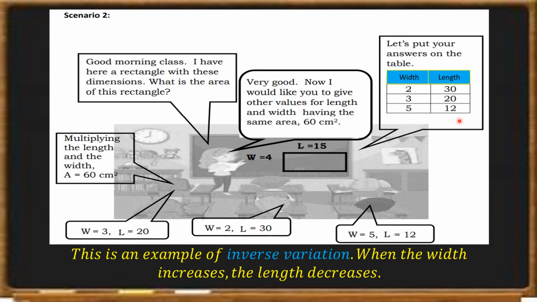So what do we call this 60? That's what we call the constant of variation, because the teacher asked for a fixed area. It's a fixed value for this scenario. So the constant of variation is 60. This is an inverse variation. Again, one unit is increasing and the other unit is decreasing. So you are comparing two quantities here.